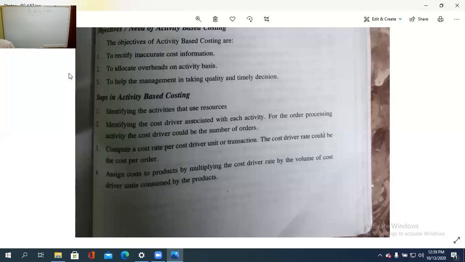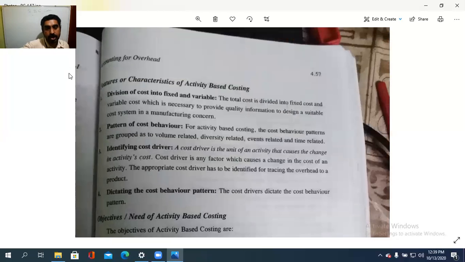And then we see what is under absorption or over absorption of overhead, and also activity based costing, its steps, its features, and the objectives with regard to the activity based costing.